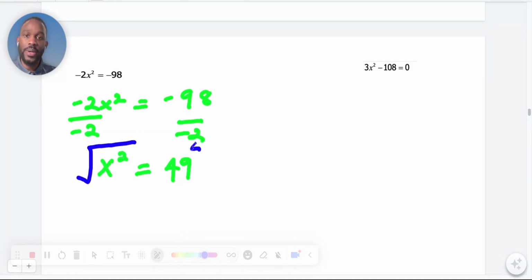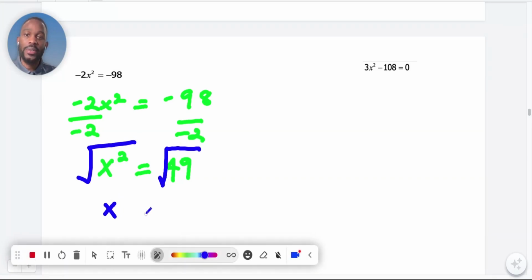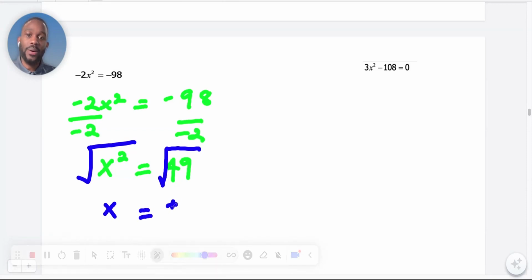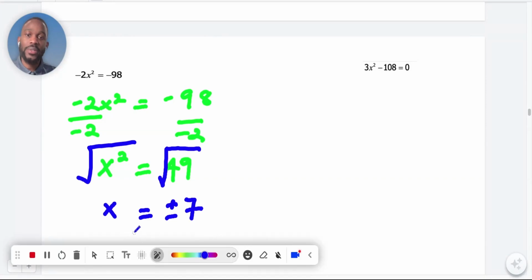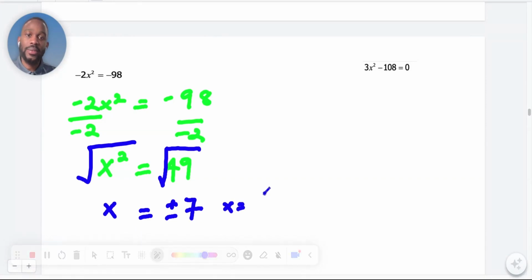At this point, get the square root of both sides of the equation. Square root here, square root this side. And then you'll get the square root of 49 is plus or minus 7. So that means the solution set of x is negative 7 and positive 7.